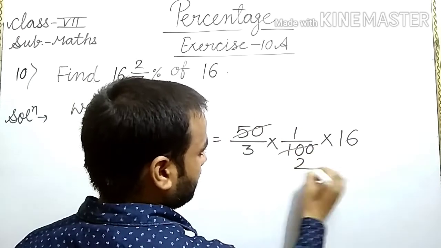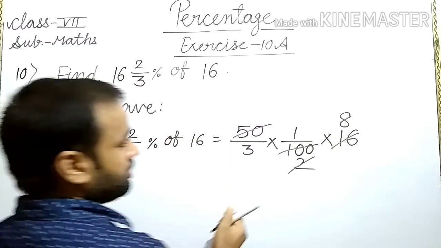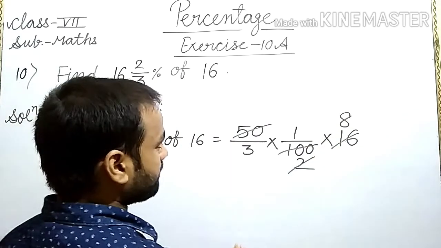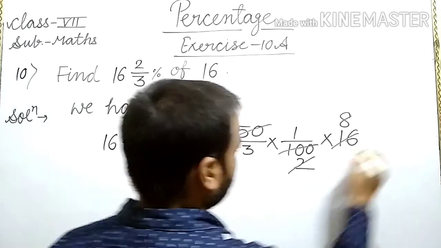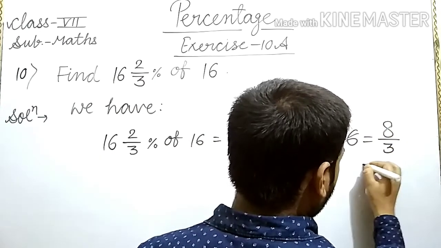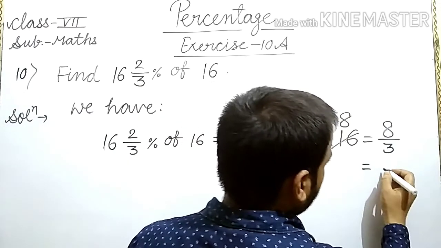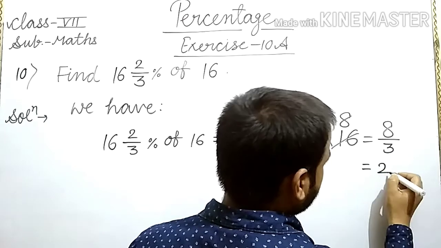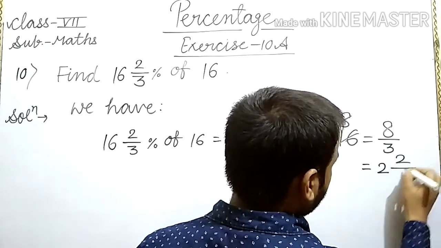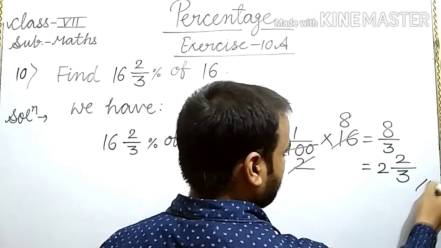50 twos are 100, 2 eights are 16, 2 thirties are 60. And lastly we get 8 upon 3. This improper fraction converts into a mixed fraction. So we get 3 twos are 6, 2 whole 2 by 3. Is it clear?